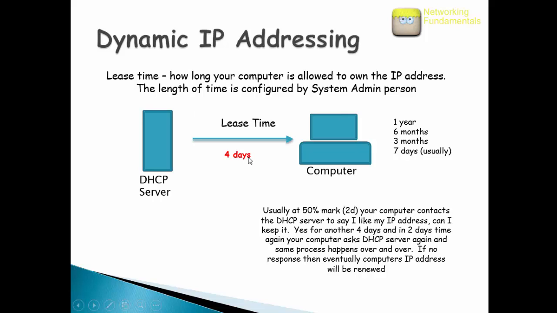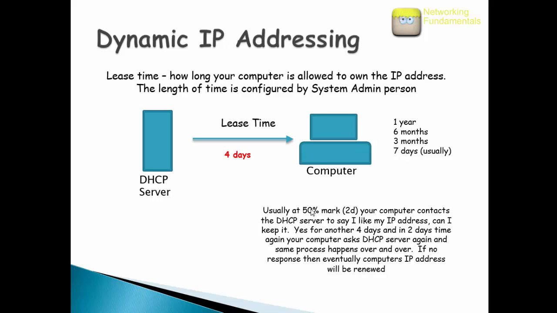For this example, I'm going to say the lease time that my computer has this IP address is for 4 days. So usually at the 50% mark, which is 2 days time, my computer will contact the server and say, I like my IP address, can I keep it? The DHCP server says, okay, you can keep it for another 2 days. Or sorry, for another 4 days. So this is 8 days in total.